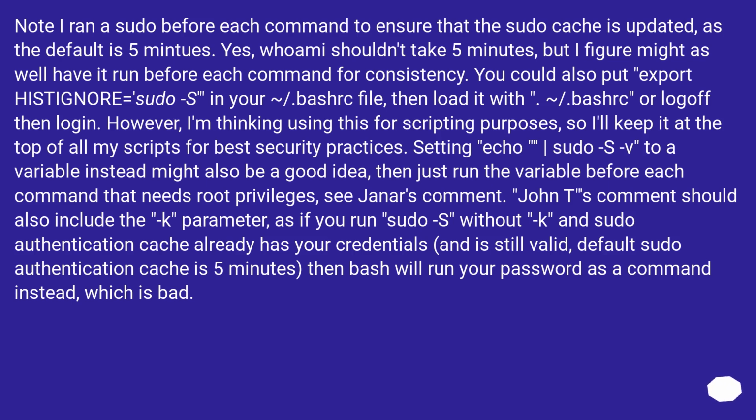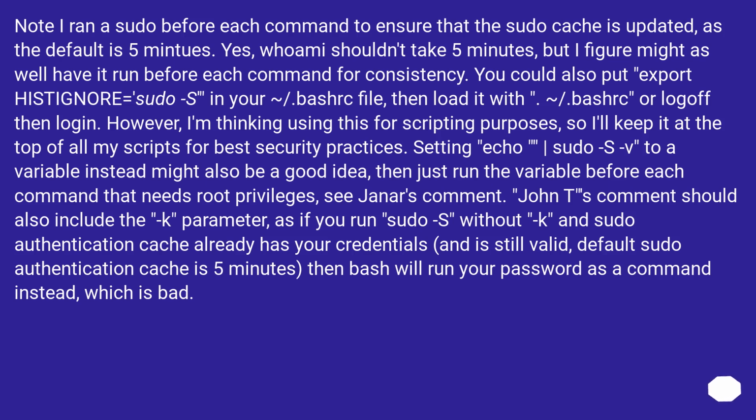You could also put export HISTIGNORE='sudo -S*' in your ~/.bashrc file, then load it with source ~/.bashrc or log off then log in. However, I'm thinking of using this for scripting purposes, so I'll keep it at the top of all my scripts for best security practices. Setting echo sudo -Sv to a variable instead might also be a good idea, then just run the variable before each command that needs root privileges.